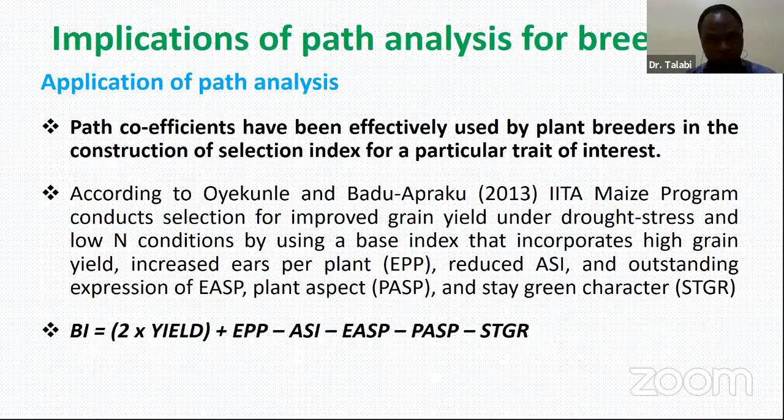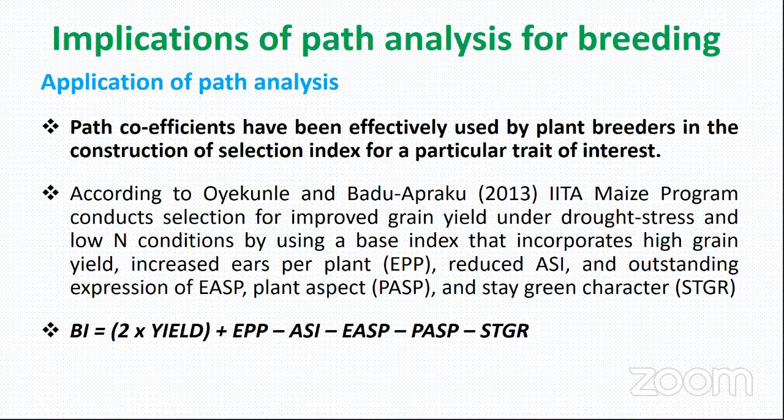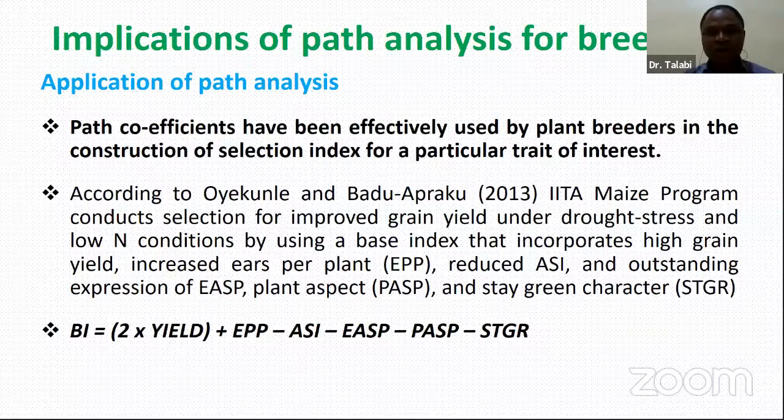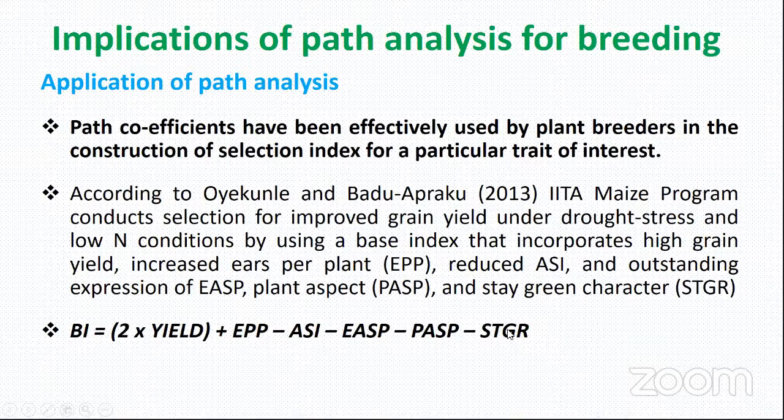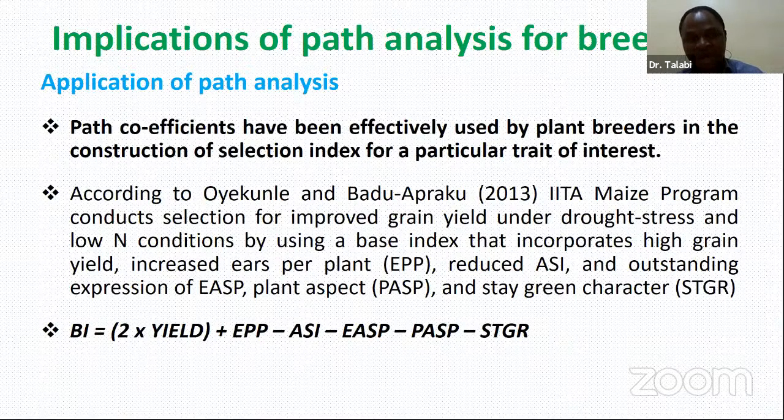Now, I mentioned this earlier. I also referred you to Oyekunle and Badu-Apraku 2013, where they constructed a base index for selecting for drought and low soil nitrogen tolerance in maize. For that particular index, you would see here the base index is 2 multiplied by the yield, added to the ears per plant, and then you subtract the anthesis-silking interval, ears per plant aspect, and the staygreen character. You would then have an indication of the drought or low soil nitrogen tolerance level of the particular line, hybrid or variety you are looking at.